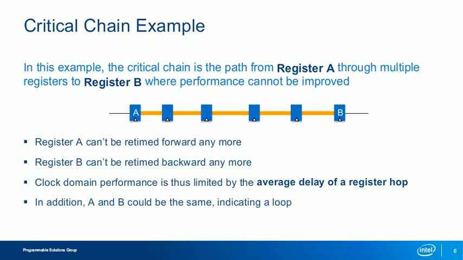In any case, the Hyper Retimer distributes the registers in between A and B as much as it can to reduce the average delay, but it cannot make this chain of registers run any faster. If the clock domain performance is determined by two registers in the path between A and B, then the path between A and B becomes the critical chain.